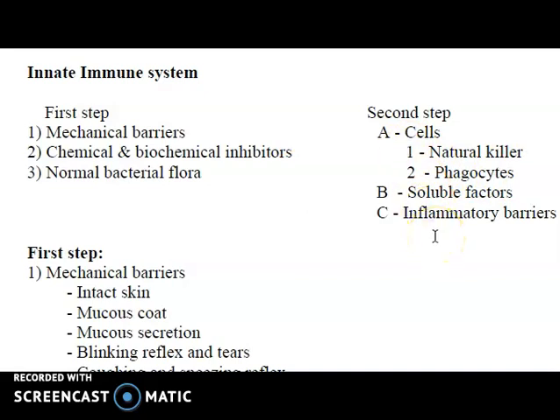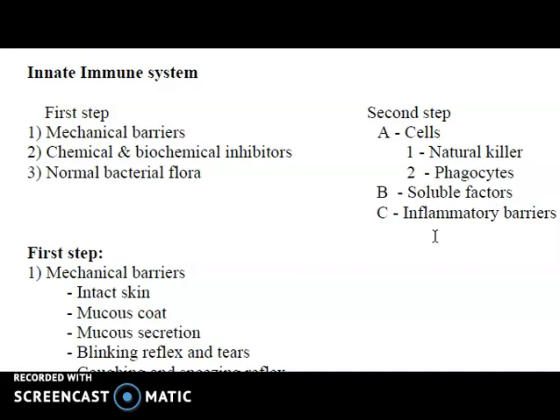First is the first step, that is the mechanical barrier, which can also be called the physical barrier. The physical barrier is the first line of defense against microorganisms. It includes the skin, mucous membrane, mucous secretions, etc. Most organisms and foreign substances cannot penetrate intact skin but can enter the body if the skin is damaged. Secondly, the acidic pH of sweat and sebaceous secretions.